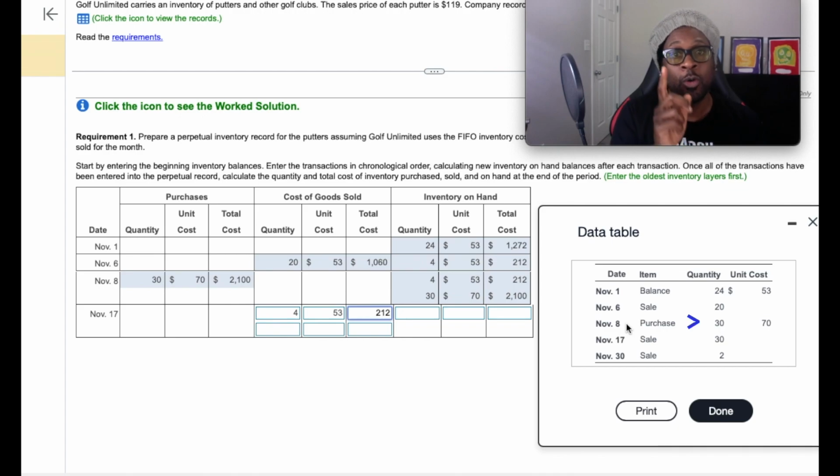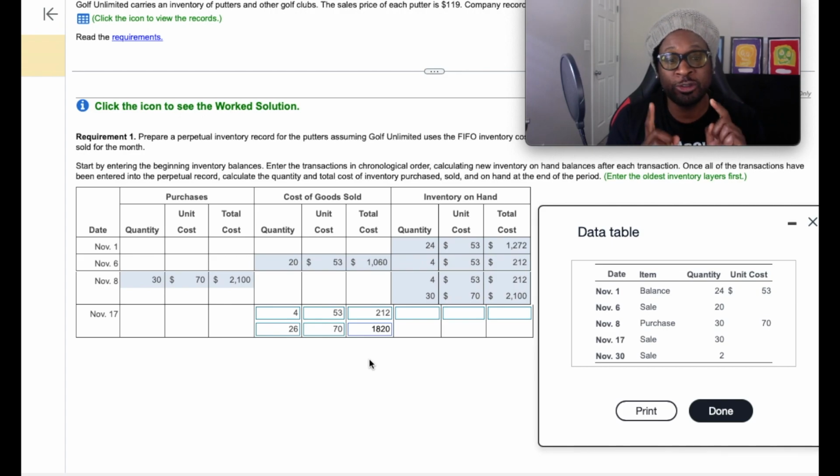But remember, we only sold 26. So we're going to input that amount and calculate the total cost. Next, it's time to account for our remaining inventory on hand. Gang, we no longer have any beginning inventory available. We just finished selling all of those.